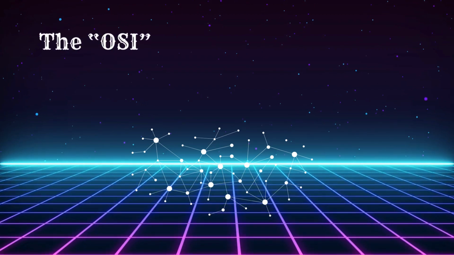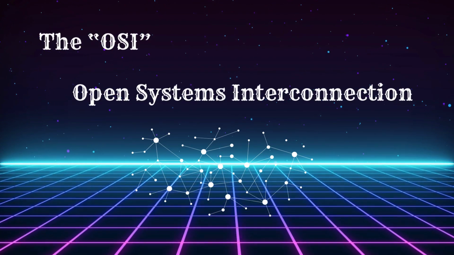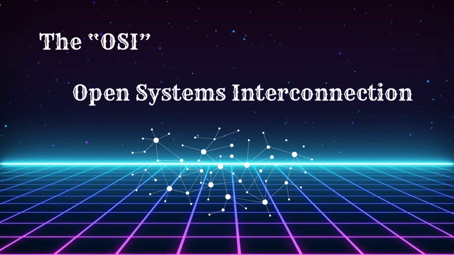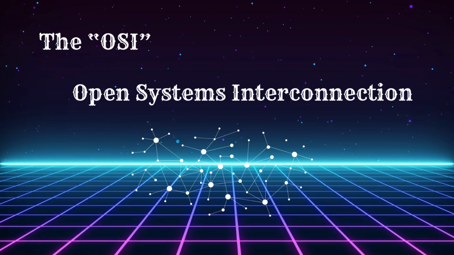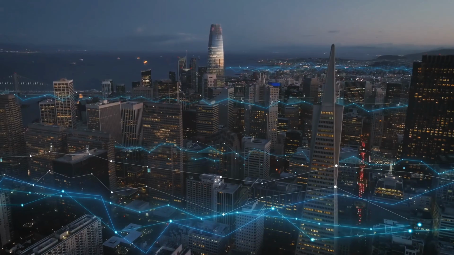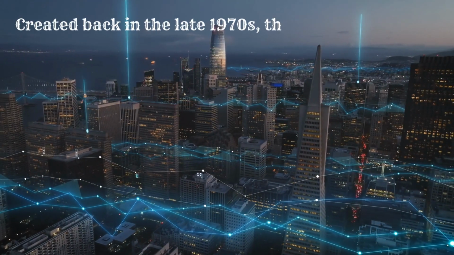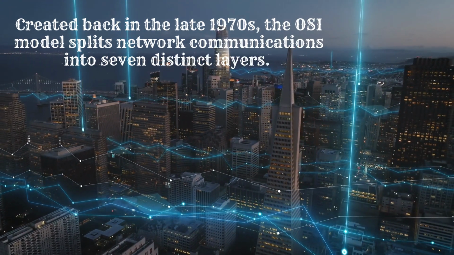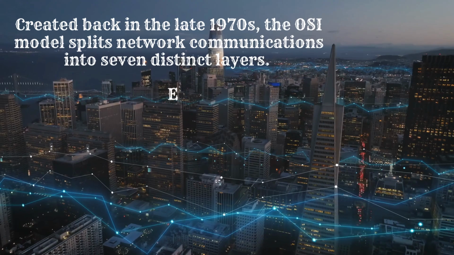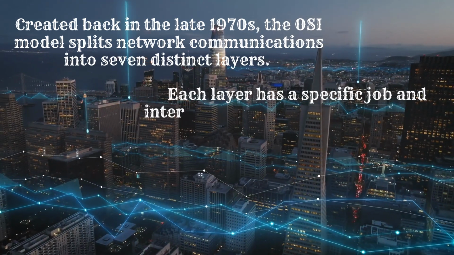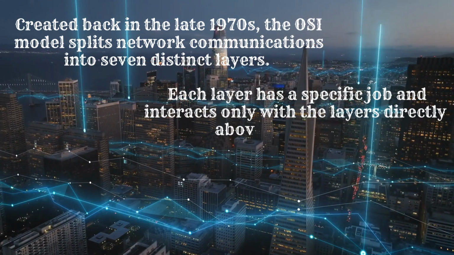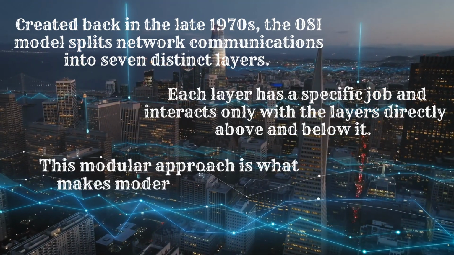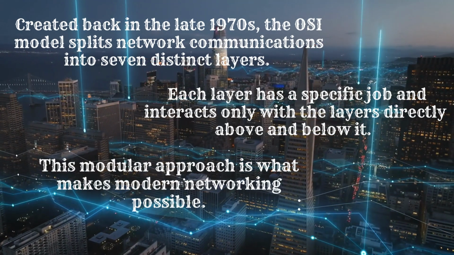The OSI, or Open Systems Interconnection model, isn't just another boring concept to memorize. It's like having X-ray vision into how networks actually work. Created back in the late 1970s, the OSI model splits network communications into 7 distinct layers. Each layer has a specific job and interacts only with the layers directly above and below it. This modular approach is what makes modern networking possible.